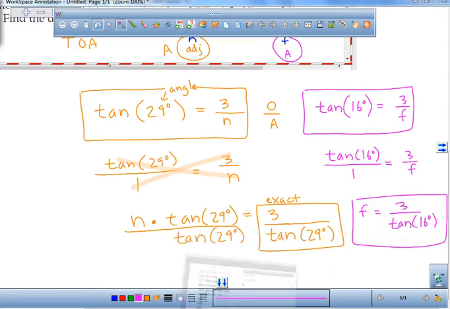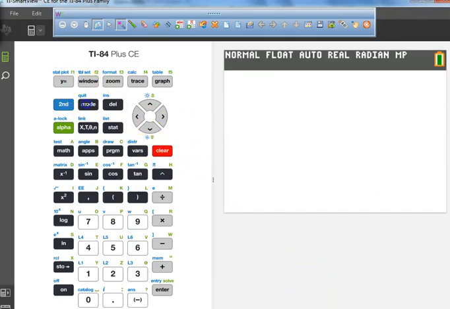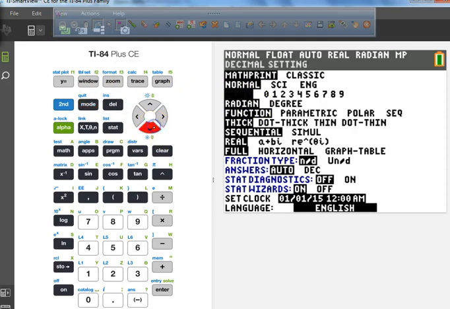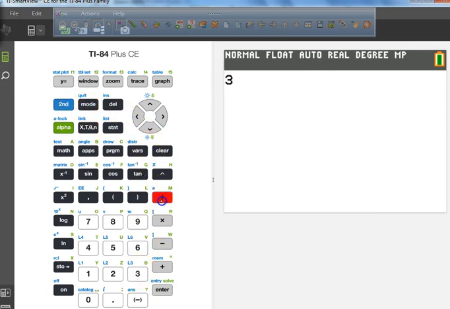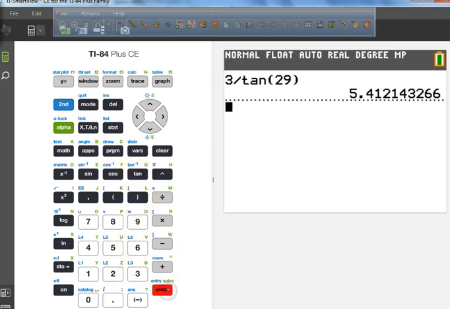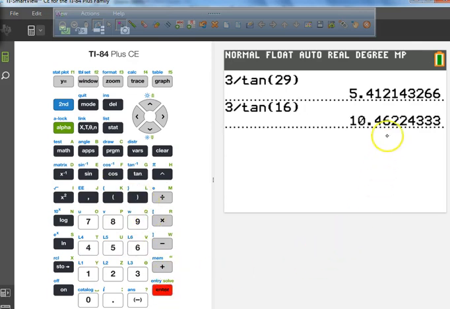Now it's going to be important that when you do this, make sure you are not in radian mode. Make sure you go down and change it to degree mode. Make sure you're in degree mode. There we go. And then you're going to do 3 divided by the tangent of 29. And that's our answer for n. And 3 divided by the tangent of 16, and that's our answer for f. So the gap between those two distances is going to end up being our answer. Can we round it? Yeah, we will, but we're not going to round it until the very end.